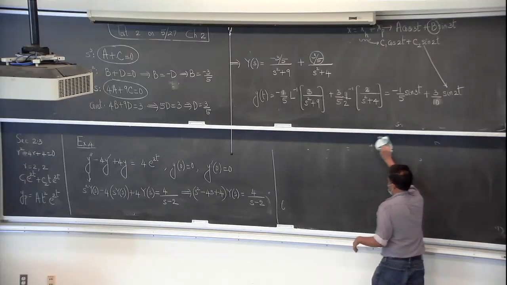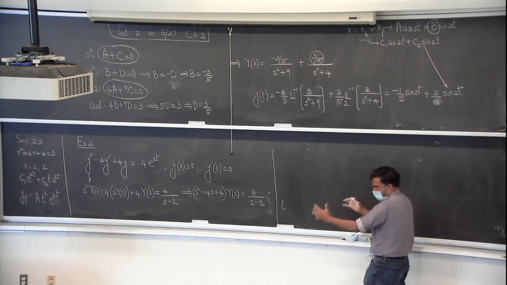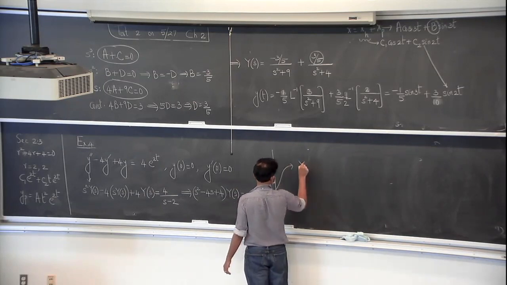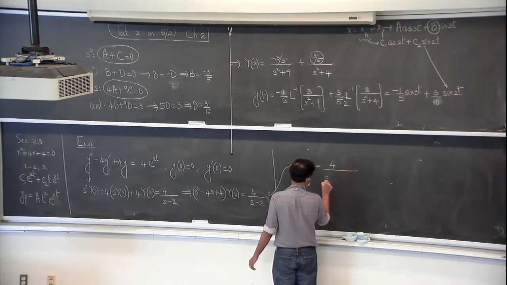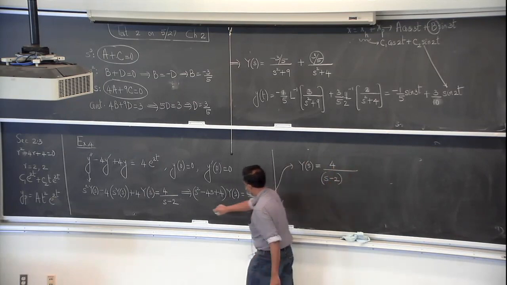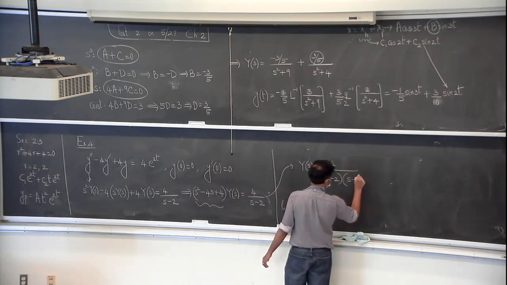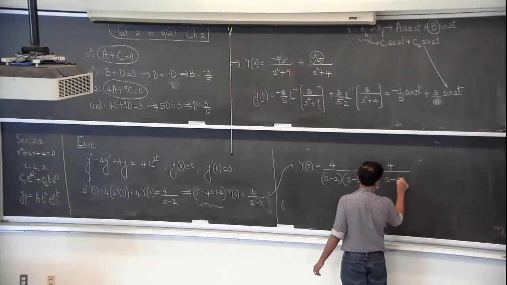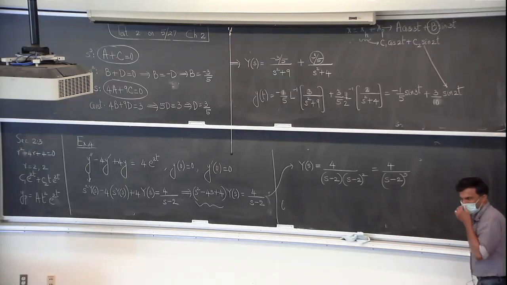The problem is made slightly easy because of the 0 initial values. That made the problem a little bit more compact, but nevertheless, this becomes Y of s equal to 4 divided by s minus 2 times s minus 2 whole square, which is 4 divided by s minus 2 to the power of 3. There is no need for partial fraction or anything here. Just one term.